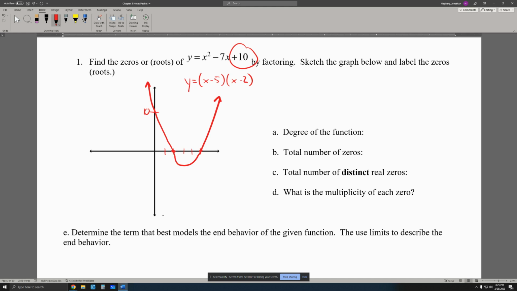The degree of this function, this is a quadratic, so the degree is 2. The number of zeros, roots, or x-intercepts, that is 2. The number of distinct real zeros is also 2 because 2 and 5 are distinct from one another. And the multiplicity of each zero is going to be 1. So I want to go ahead and define that word multiplicity. Multiplicity of a zero is the number of times that a factor occurs within the factorization of a polynomial. So when we're talking about the factorization here of this quadratic, we see that each of these factors, x minus 5 and x minus 2, each occur exactly once in the factorization.